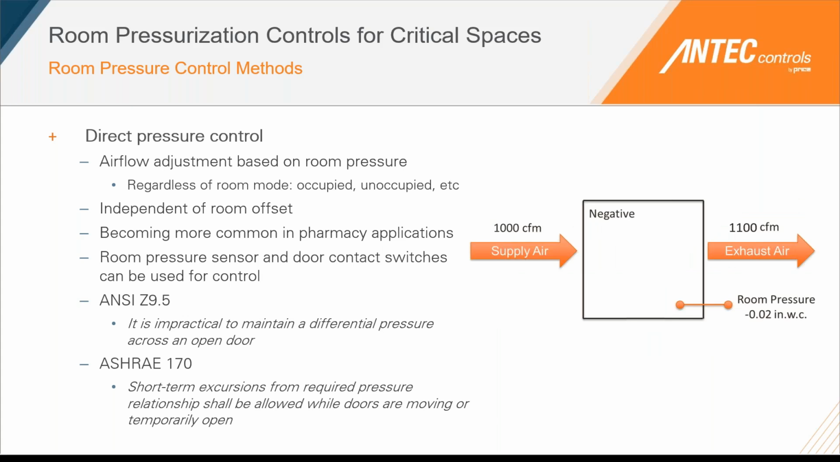So as you can see here, if the goal is to maintain a constant room pressure set point of -0.02, we're going to have the air valves essentially react to that. In this case, we have 1,000 CFM of supply, we have 1,100 CFM of exhaust, and that gives us that room pressurization of -0.02. Now, if the door is open or left open, we're going to have to make provisions so we're not reacting to that change. Ideally, if you have a door contact switch and the door is left open, the valves are going to hold in place until it closes again.